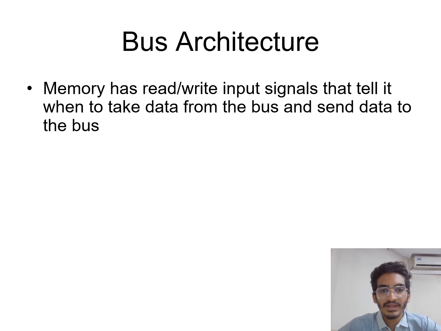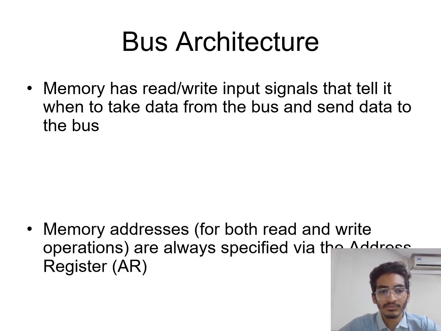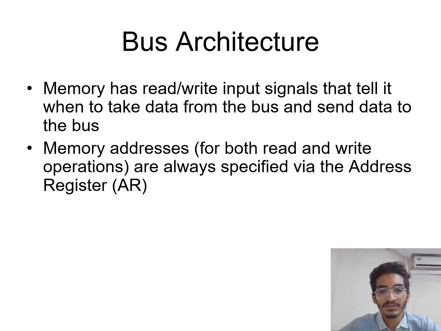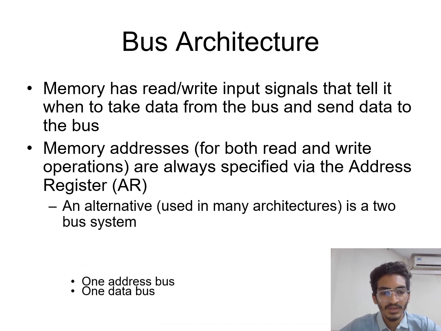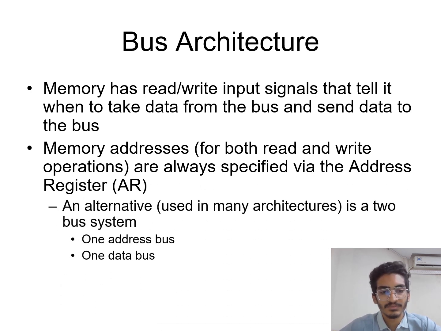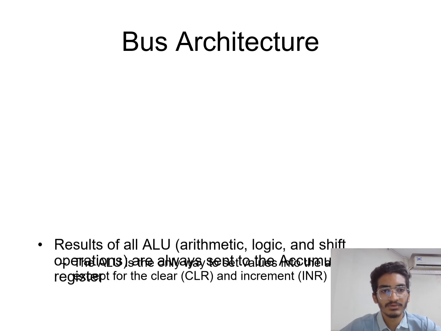Bus architecture. Memory has read-write input signals that tell it when to take data from the bus and send data to the bus. Memory addresses are always specified via the address register. An alternative is a two-way bus system: one address bus, one data bus.